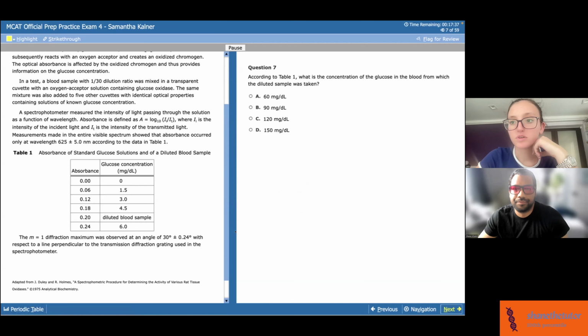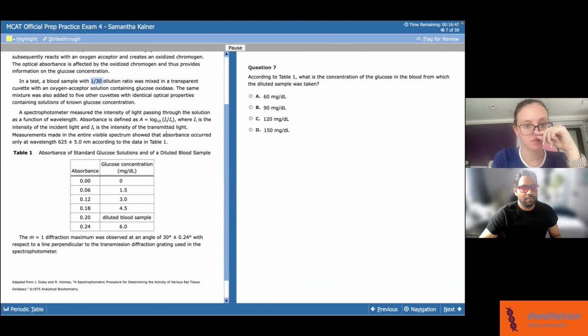According to table 1, what is the concentration of glucose in the blood from which the diluted sample was taken? Concentration of glucose. Isn't it 1/30? Because, okay, so it's a 1/30 dilution ratio of milligrams to diluted, and the absorbance is 20. Do they want us to use this equation, or is that too much?